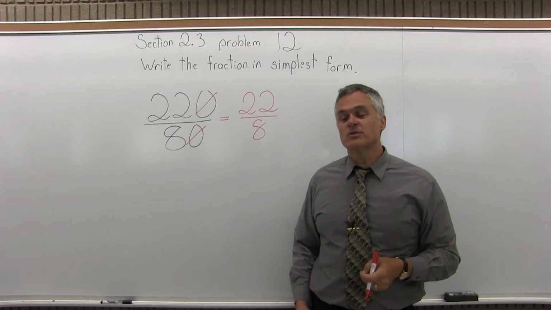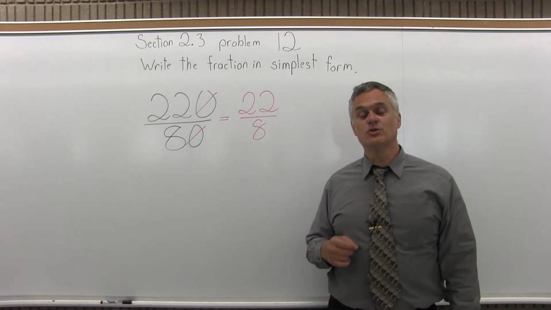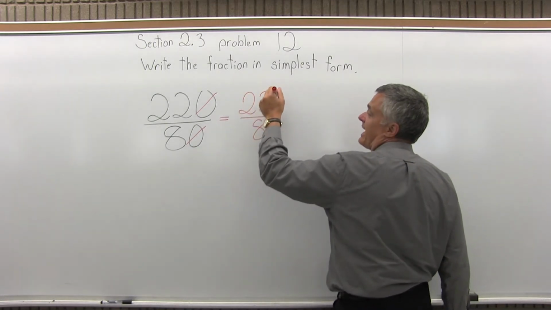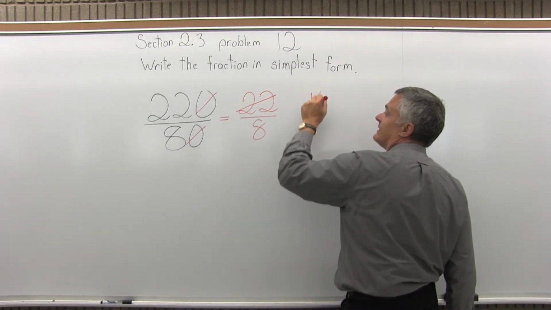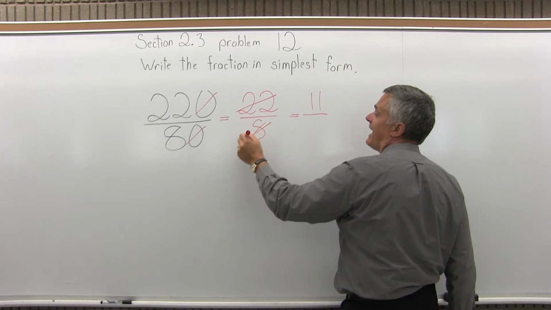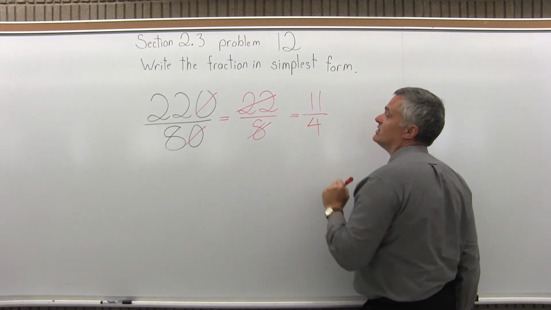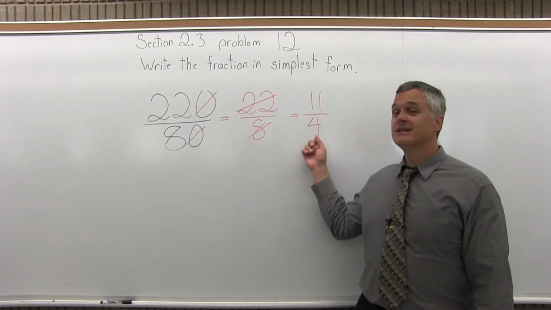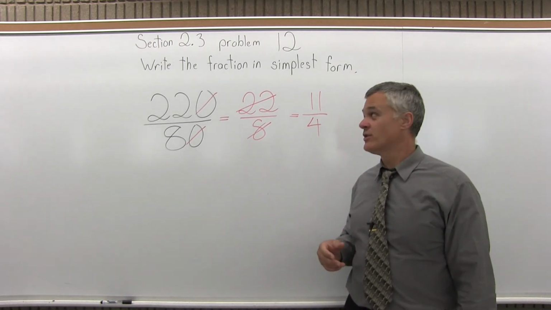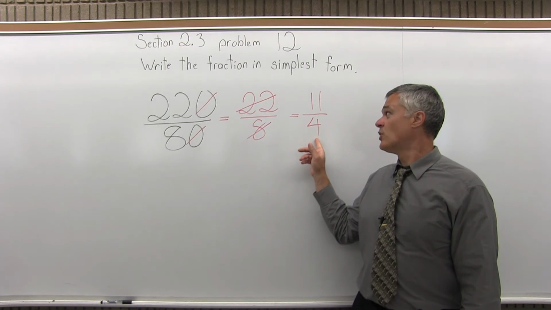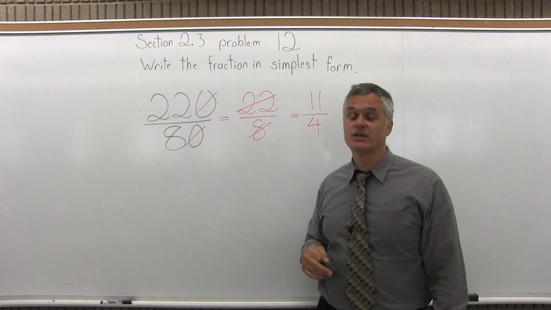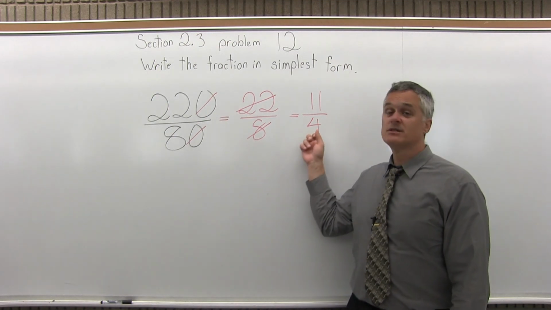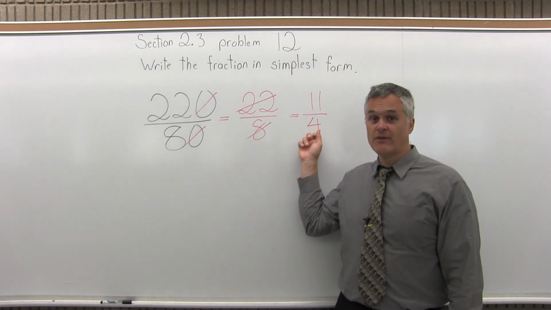Now, because both numbers are still even, I can see that I can reduce again. So I can cut them both in half. Half of 22 is 11, and half of 8 is 4. Now I have 11 over 4, and if I look at that, I'll see that it cannot be reduced any further. That's in simplest form. Now, because it's an improper fraction, if you like, you could convert it back to a mixed number, but in reality, this is reduced to its simplest form, 11 over 4.